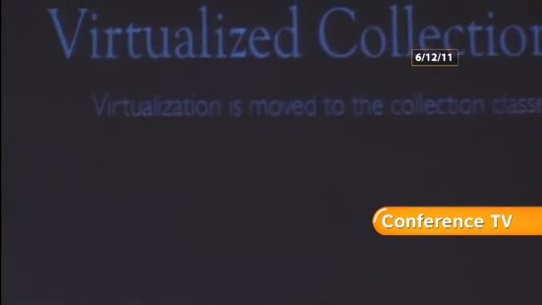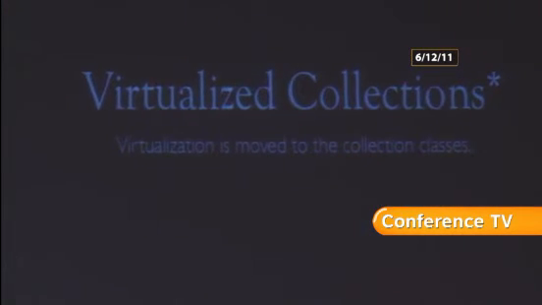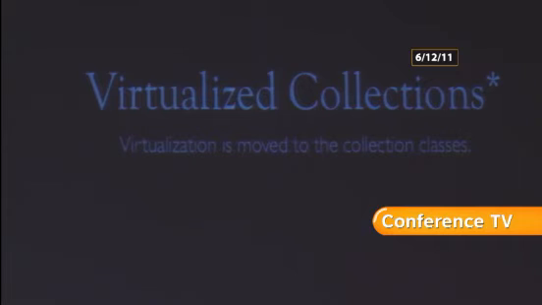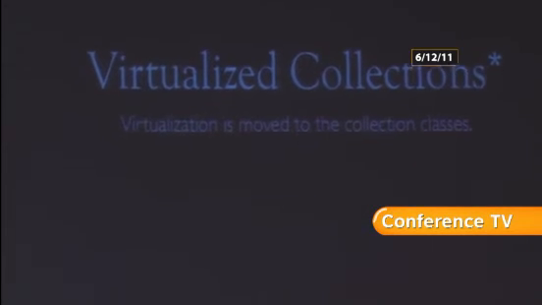Virtualized collections. If you have a list with 10,000 data items assigned to it, you don't want to create 10,000 item renderers because only 5 are going to show up at the same time. So virtualized collections is a method that lets you make sure you only create the item renderers that you need.